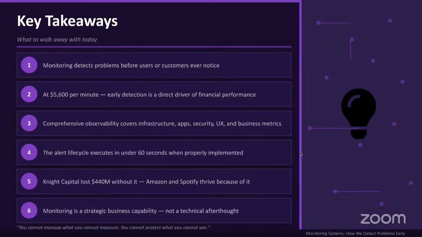The alert lifecycle executes in under 60 seconds when properly implemented. Knight Capital lost $440 million without it. Amazon and Spotify thrive because of it. Monitoring is a strategic business capability, not a technical afterthought.